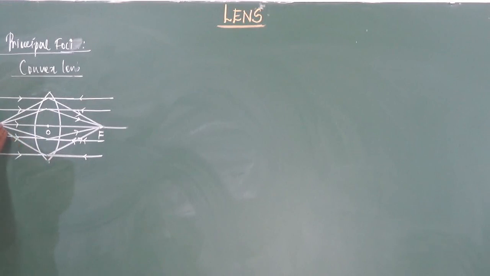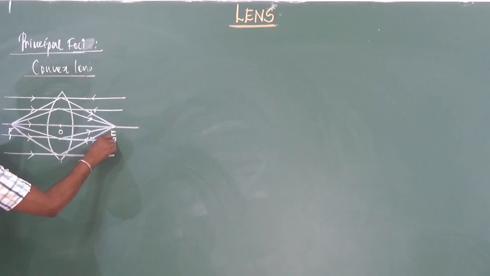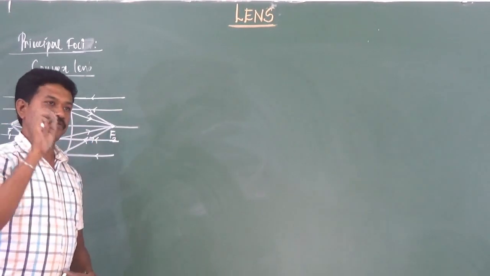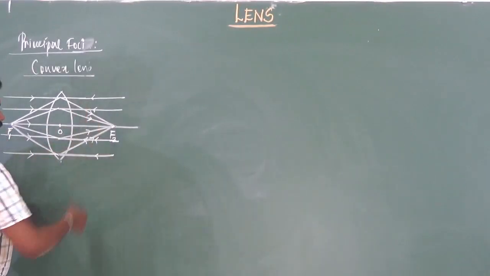So as the light rays can enter in both the directions in a lens, therefore a lens has two foci, because the plural form of focus is foci. So this is also a principal focus. You can call it f1 and this f2. Therefore, a lens has two principal foci, right? Why? Because the light rays can enter in both the directions. To identify better, let us take this as f1 and this as f2.